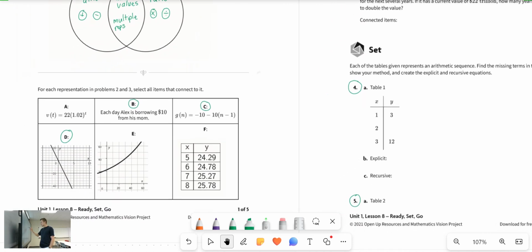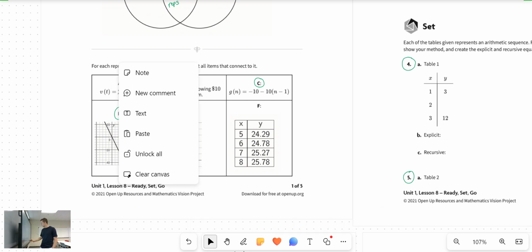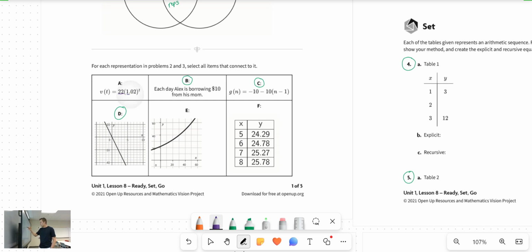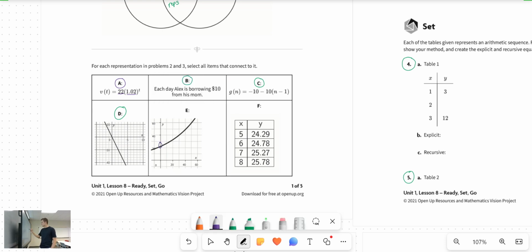So let's go and look. All right, our 22 trillion happens right here, and the 1.02 happens here. So it's definitely going to be A. That definitely has to do with this situation. E, that looks like it crosses at 22, and the curve gives us the geometric look to it. So E is going to be related.